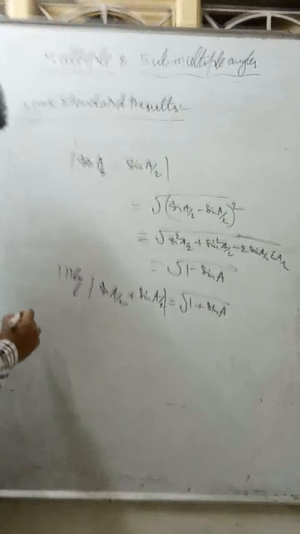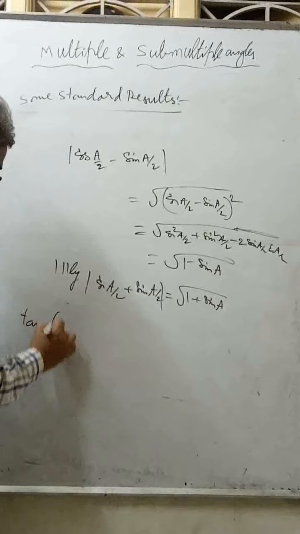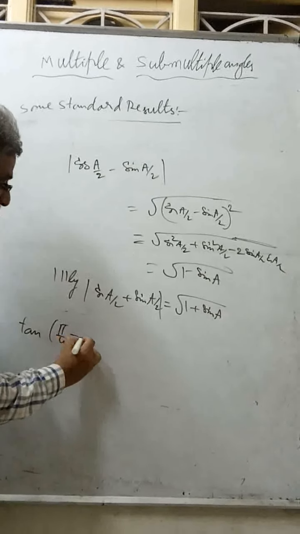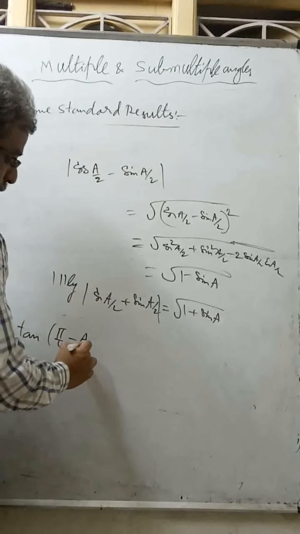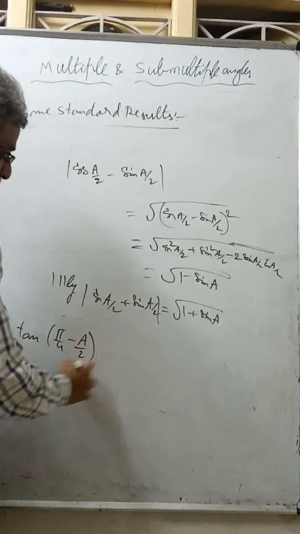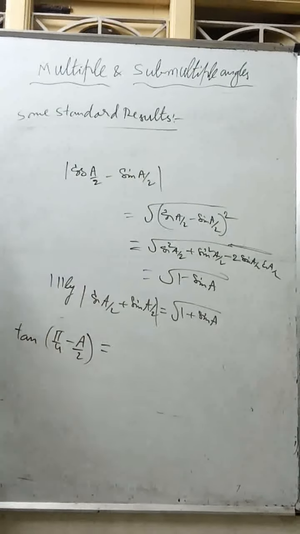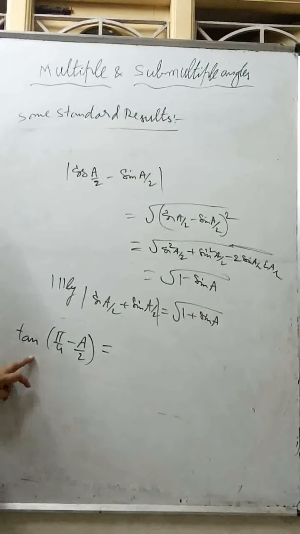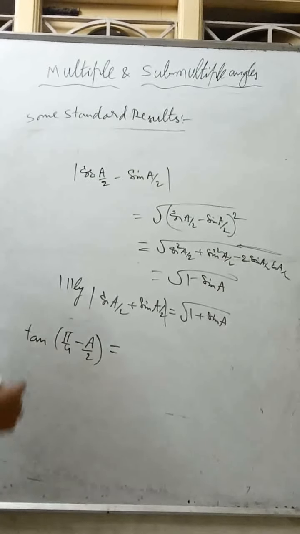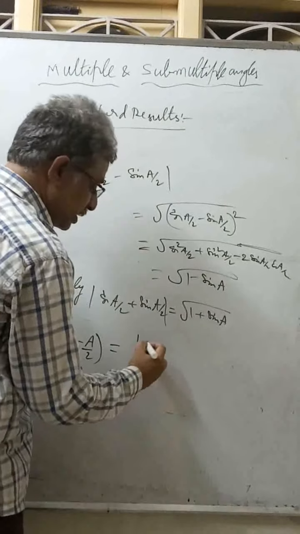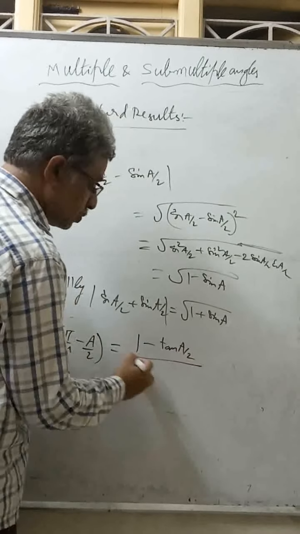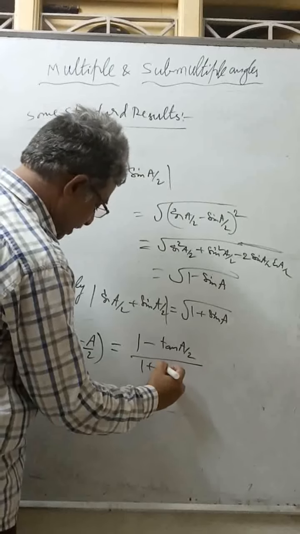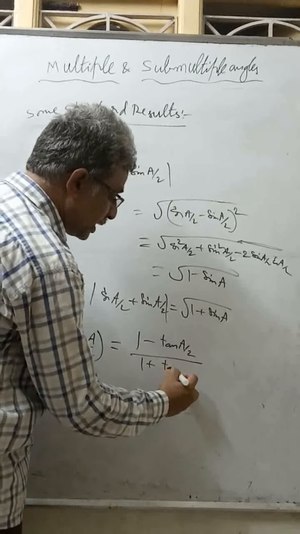From these two I will come to a conclusion now. Tan of pi by 4 minus a by 2. What happens? We'll see. Tan a minus tan b by 1 plus tan a tan b means tan pi by 4 minus tan a by 2 by 1 plus tan pi by 4 into tan a by 2.